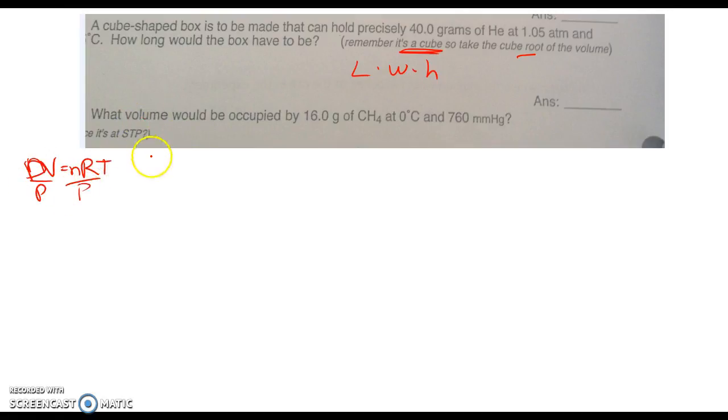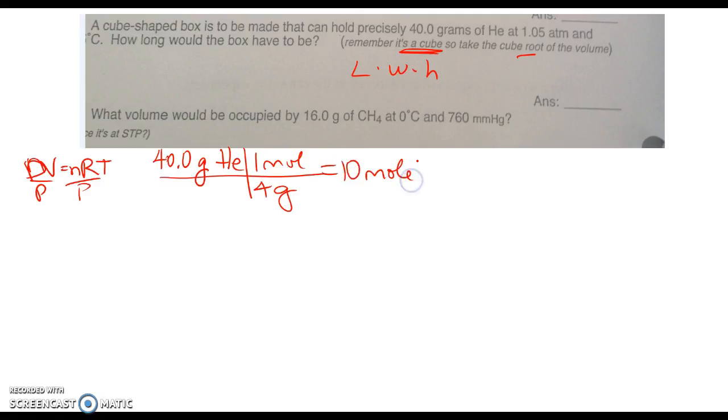So we want to use 40 grams of helium. No, we want to use moles, don't we? So if I look at helium on my periodic table, it's 4 grams in 1 mole. 40 divided by 4 should be our 10 moles. So we'll use 10 moles as our n. Our pressure is 1.05 atmospheres.